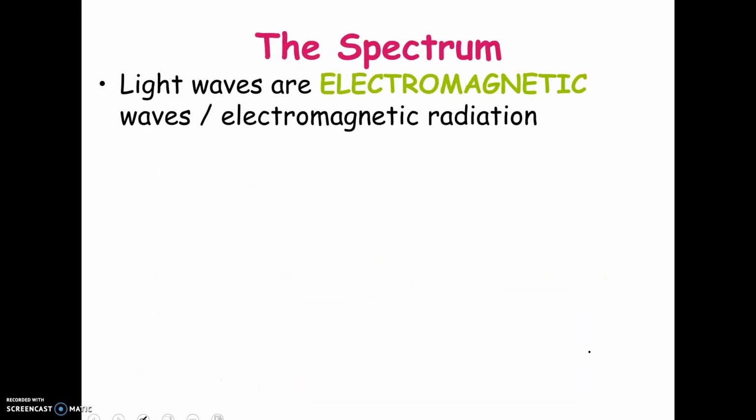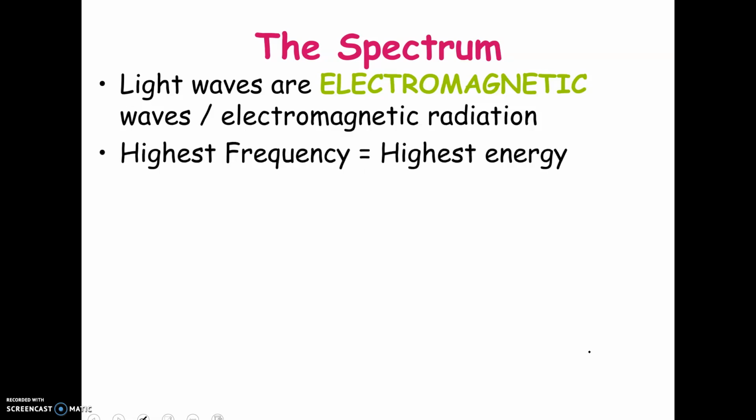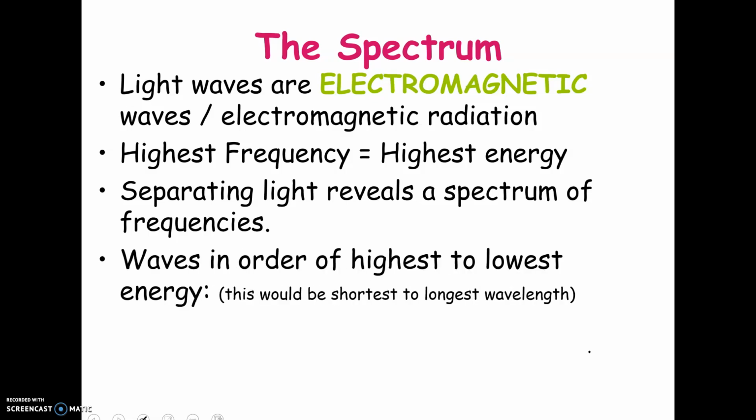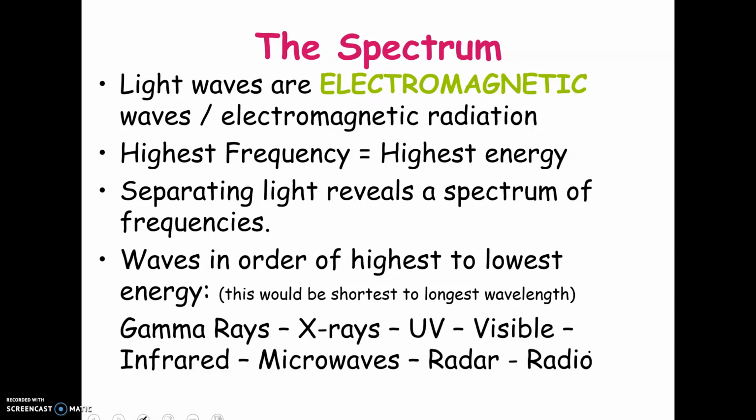All right, so really quick. Light waves are part of what we call the electromagnetic spectrum. It is listed multiple ways. It separates the light into different frequencies and different wavelengths. Some pictures will have it from highest frequency to lowest frequency. Some have it the opposite way. I'm going to show it to you in order of highest to lowest energy. And so this is our highest to lowest energy.